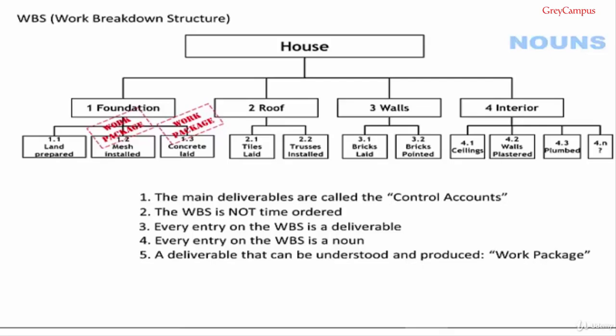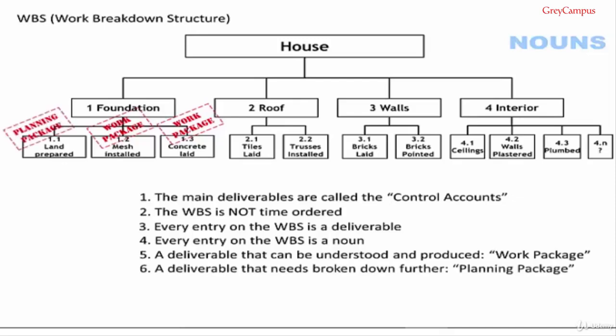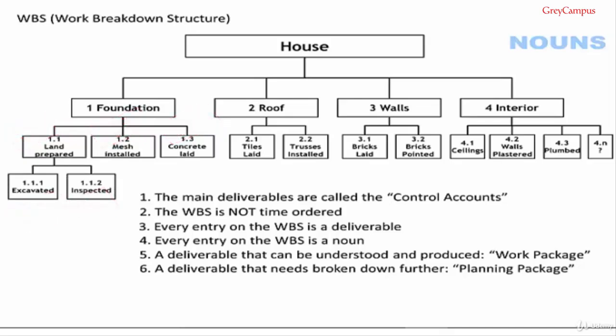But when we look at 1.1, land prepared, it looks like it might need some decomposition. And so we come to another word. A deliverable that needs to be decomposed further is called a planning package. So land prepared is a planning package. Let's decompose it. We have arrived at work packages, so we don't have to do any more on this control account. But what about these numbers?